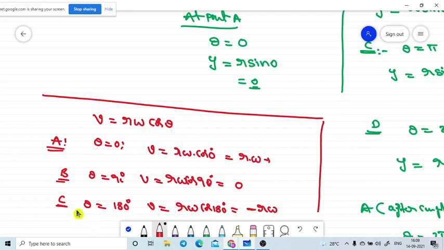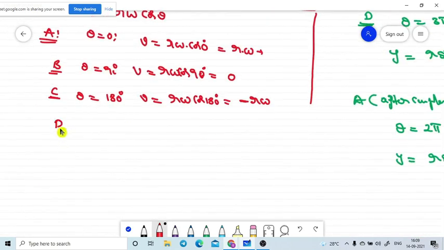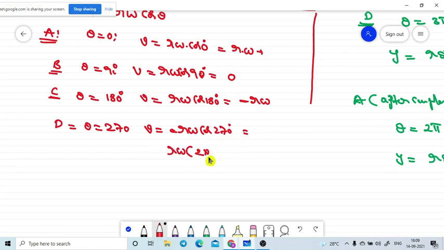At point D, theta is equal to 270 degrees. Then V is equal to R omega cos 270 degrees. Cos 270 degrees is equal to, what is the value? Cos 270. Let me write this one. R omega into 2 times of 90 plus 90. Sorry, I need to write cos theta. R omega into cos theta. So let me write this one.